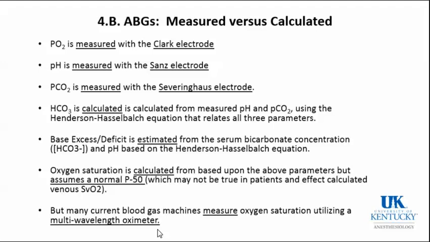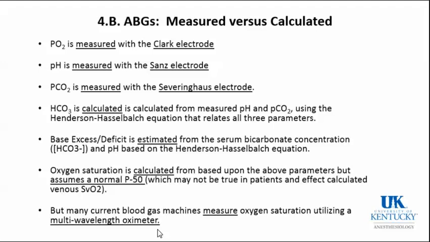Normally, when you send a blood gas, the oxygen saturation is calculated, and it's based on the PO2, pH, PCO2, and the hemoglobin, but it assumes a normal P50. And of course, we know that in patients, the P50 may not be normal. And therefore, the calculated saturation may not be correct.